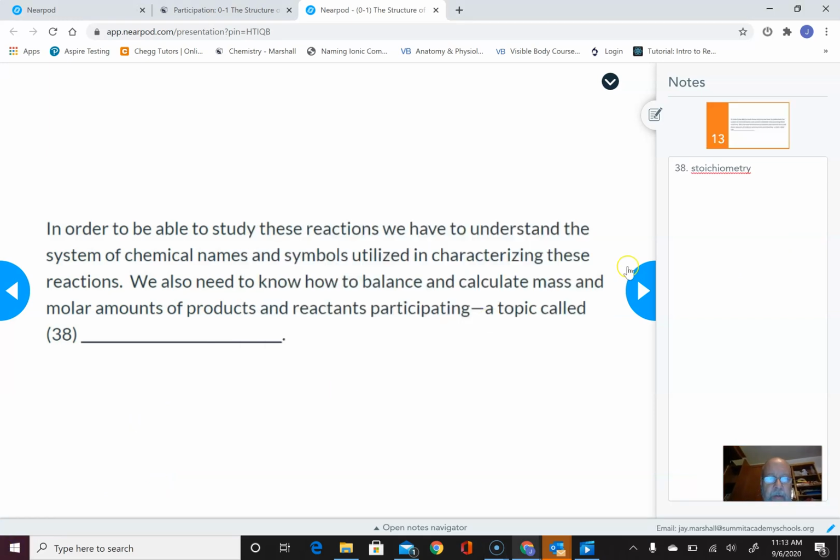Okay, so I've written the word stoichiometry up over here. Metry meaning the measurement of, and stoich, so the measurement of stoichs. Okay, that's not really what that means. I haven't bothered to actually look up the word origin of stoichio, but it means the measurement of amounts. Okay, so we also need to know how to balance and calculate mass and molar amounts of products and reactants participating, and that's a topic called stoichiometry.